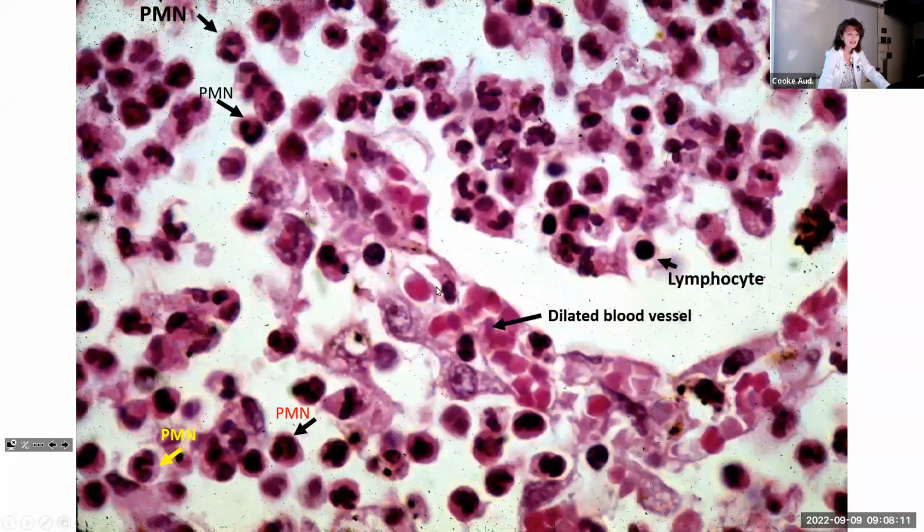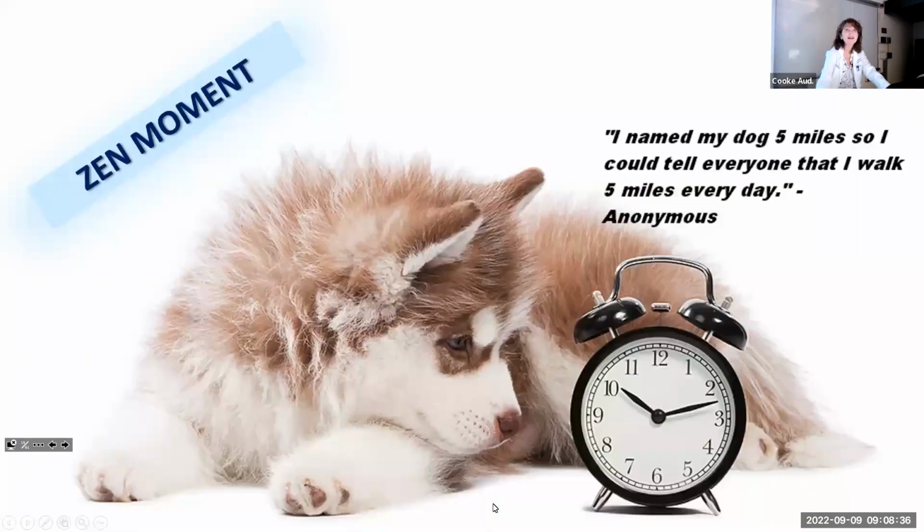Let's see here. Dilated blood vessel. How do I know this is a dilated blood vessel? I can see the outline of the vessel. I can see the endothelial cells. Besides, there's a lot of erythrocytes inside here. So this is a dilated blood vessel. Lymphocyte, poly. Look at the nucleus. Poly. You got it? Good.